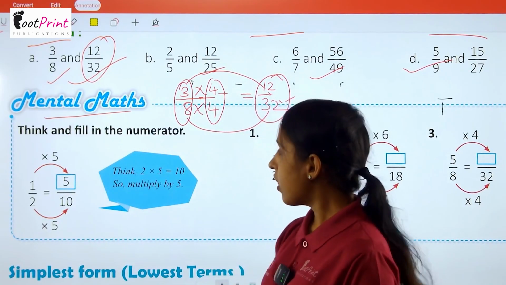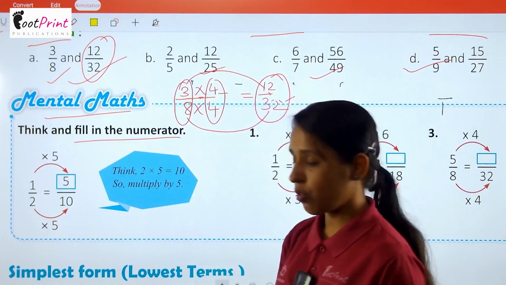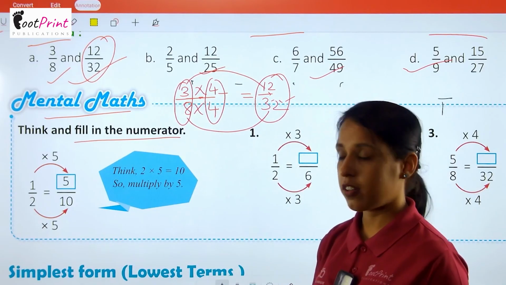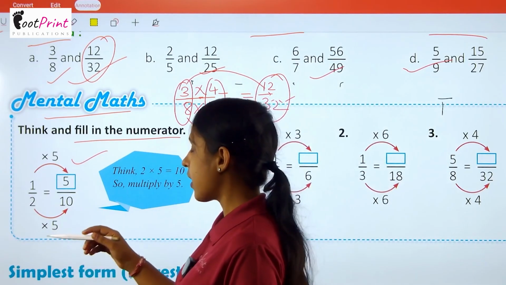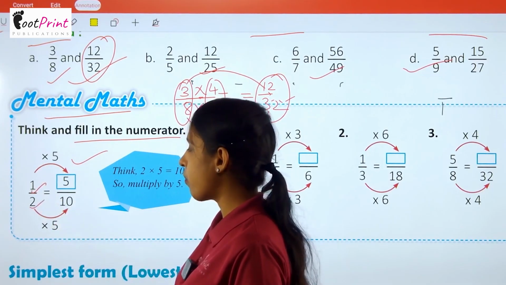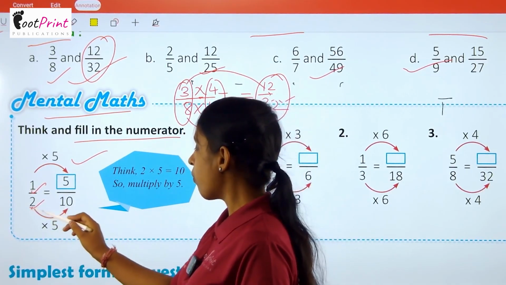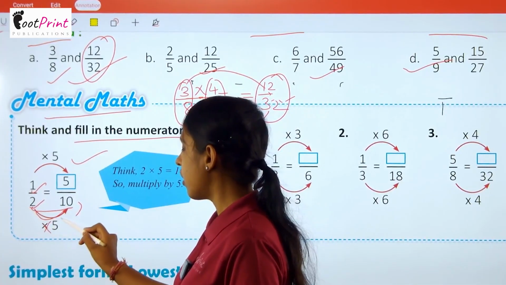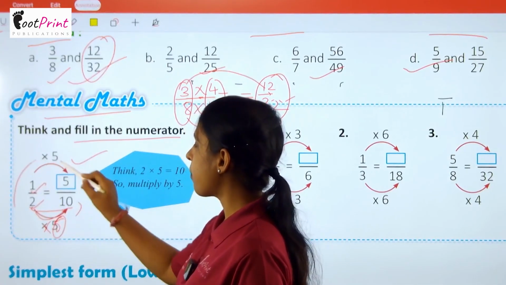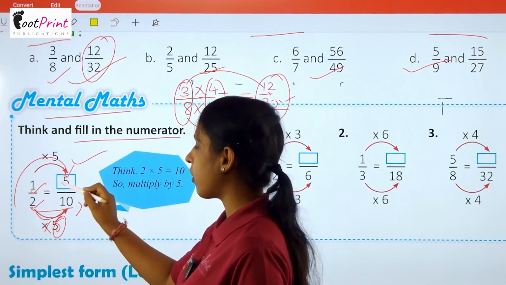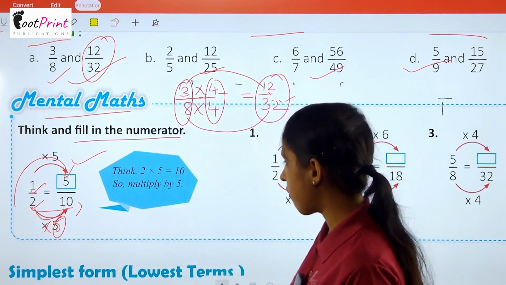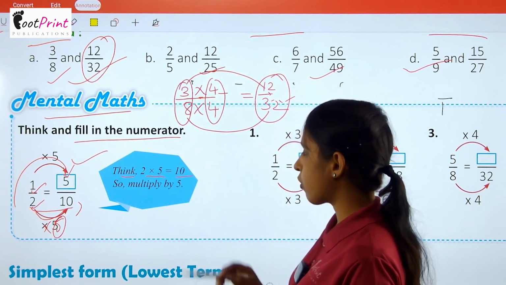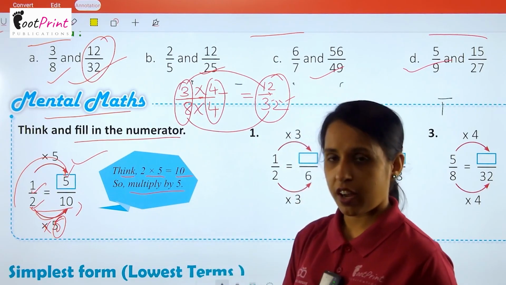Let's solve. Think and fill in the numerator. So we have to think and then fill the numerator. Just see an example. Here 1 by 2 is given. 2 times 5 is 10. It means we will multiply the numerator also by 5. That will become 1 times 5, 5. So 2 by 5 equals 10, so multiply by 5. Okay.